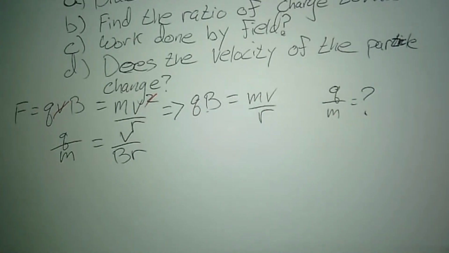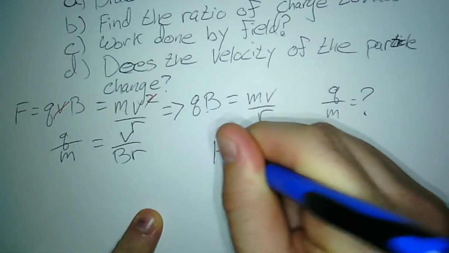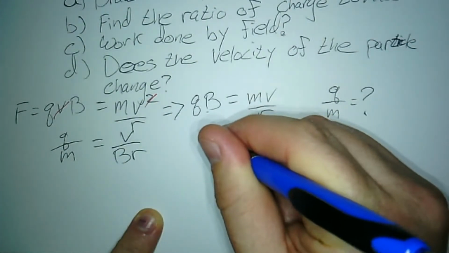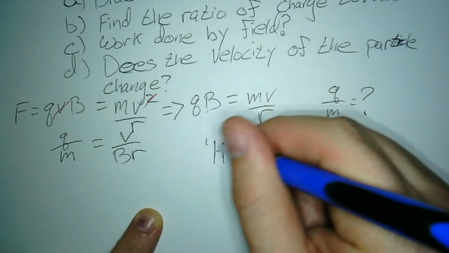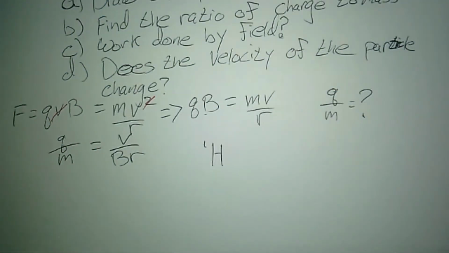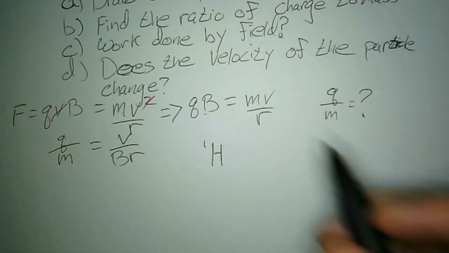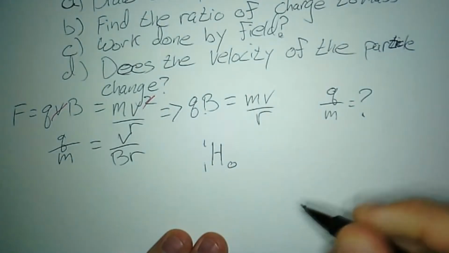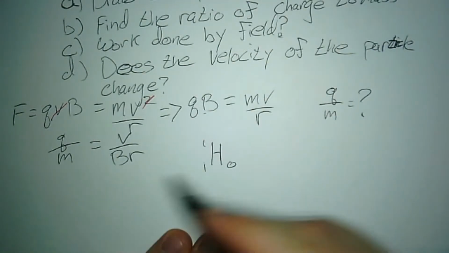But this charge to mass ratio is really important in identifying particles, especially once you get to the heavier stuff, where the charge to mass ratios are very different. For example, hydrogen has a charge of 1 and a mass of 1, because it's got 1 proton and no neutrons. So its charge to mass ratio is 1.